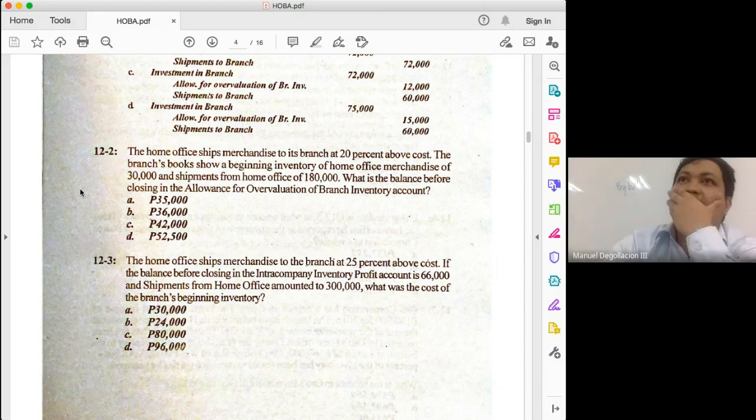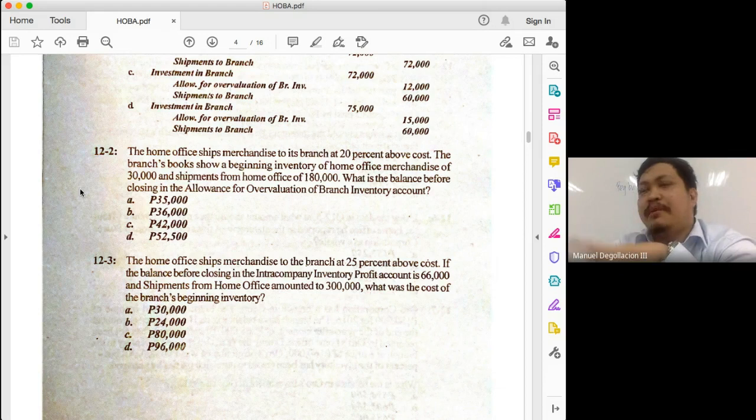Alternative solution. Class, di ba the 66,000 represents the markup on the tigas? Okay, so for you to get the markup on the beginning, what can you do? The 66,000 is the markup on the tigas. To get the markup on the beginning, what do you think you can do? You deduct the markup of the shipments. Okay, solve for the markup on the shipments, class. How much is the shipments from the home office? 300,000. But this is at bill price.